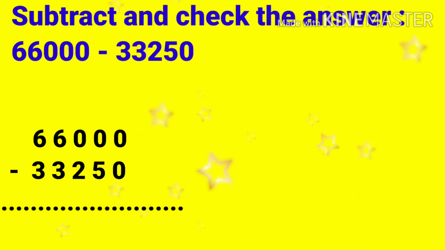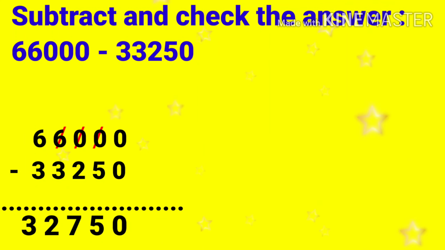66,000 minus 33,250. Now for subtraction we have to see the pairs are matched or not. So in the ones place, 0 and 0, 0 and 0, if the numbers are same, then it is match. So this is match. Now see 0 and 5, this is not match. So second 0 will take borrow from third 0. The third 0 will take borrow from 6 because 0 can't give. So 6 will give 1 and 6 will become 5 and first 0 will become 10.